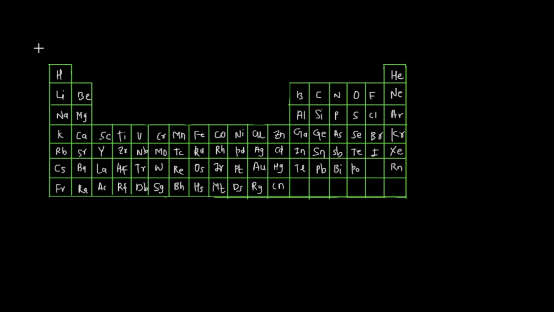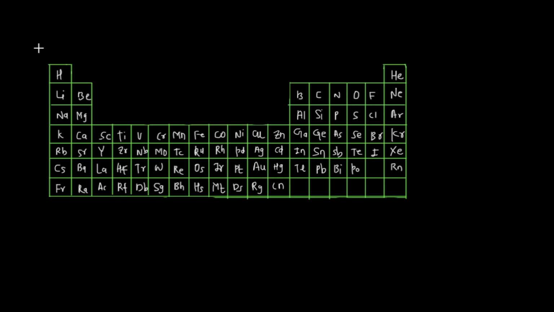So in this lecture we are going to discuss the periodic table. Now, there are a total of 118 elements known, and it is difficult to study the physical and chemical properties of each and every element individually. To resolve this problem, these elements are arranged in groups and periods so that elements having similar properties belong to the same group.